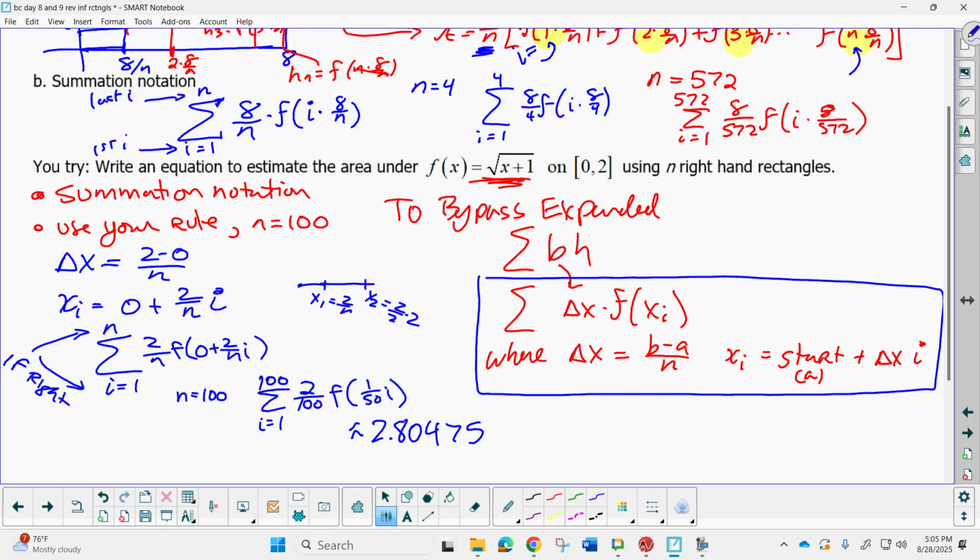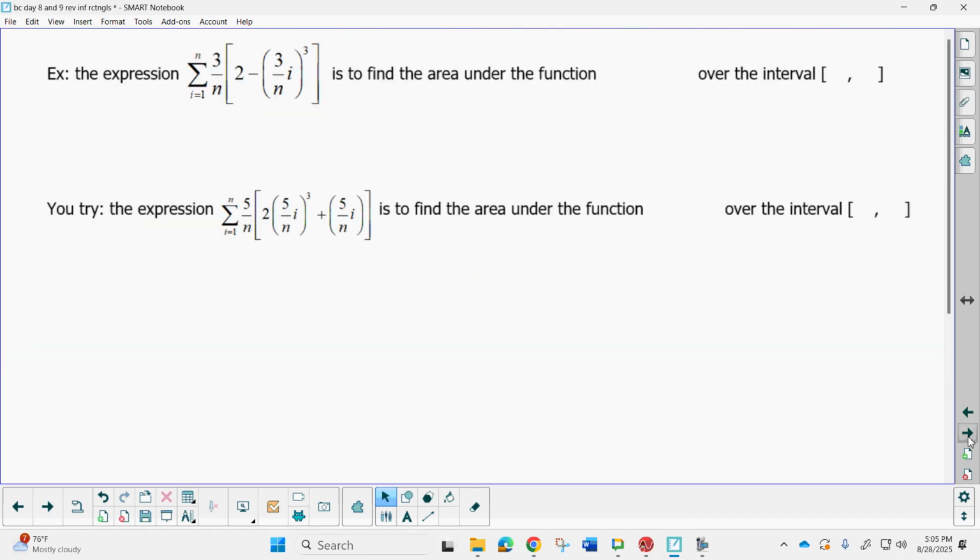Okay, hopefully that is catching. Now, let's go from there and work backwards here. This time, instead of giving you the curve and the region, I'm asking you to give the curve and the region from the summation notation. We'll try the first one together.